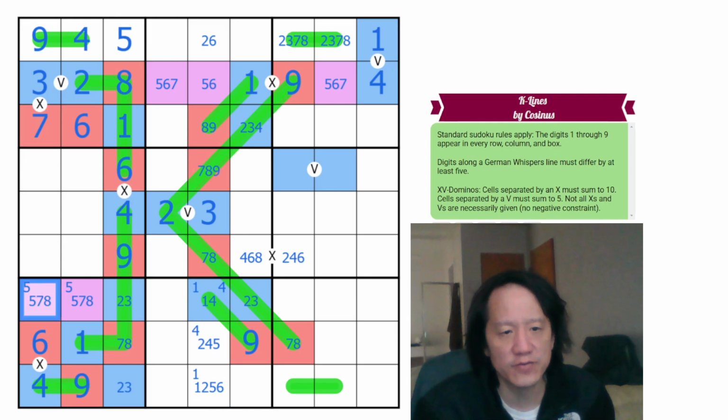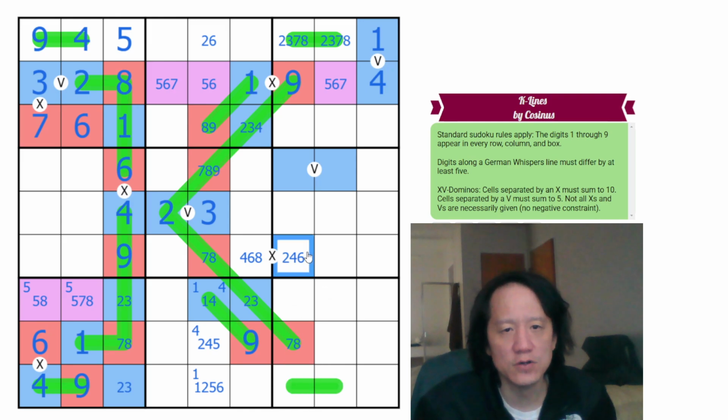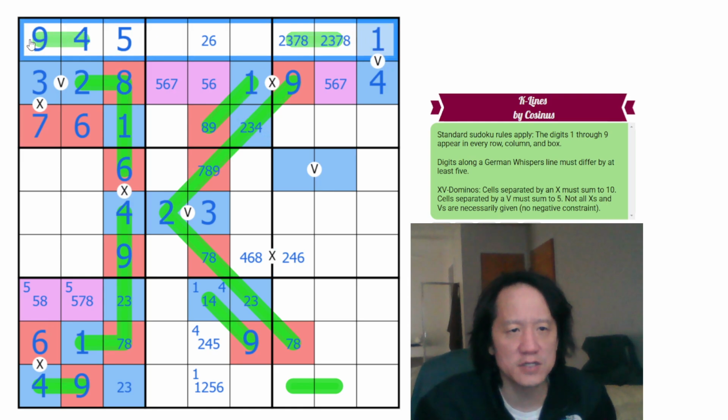This can't be 7. This can't be... we don't know that one yet. Okay, so what else do we have here? Okay, where is a 6 in row 1?